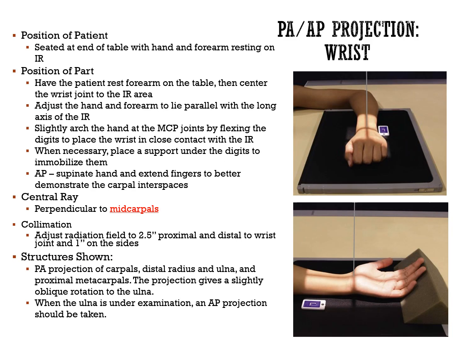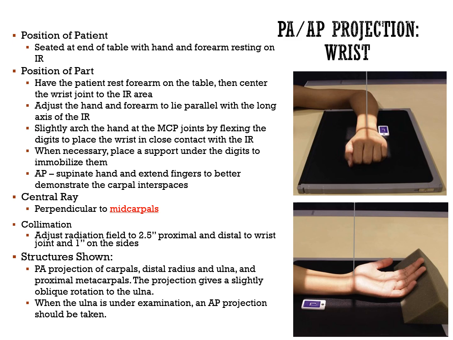So let's begin with looking at the PA or the AP projection of the wrist. For the PA projection, we're going to have the hand and the wrist resting on the image receptor. We're going to have the hand and forearm resting on the table with the palm side down. We're going to slightly arch the hand at the metacarpophalangeal joints by flexing the digits, and that places the wrist in close contact with the image receptor. When necessary, we can place a support under the digits to immobilize them.